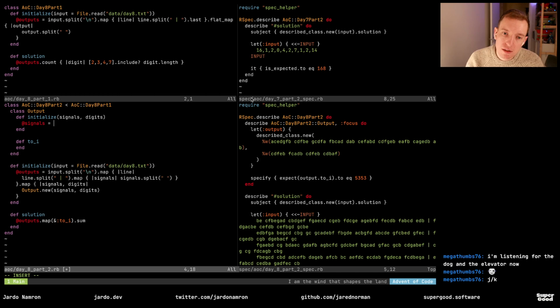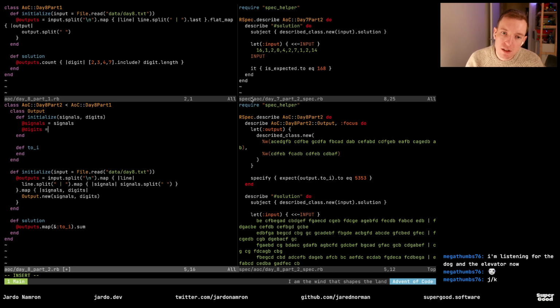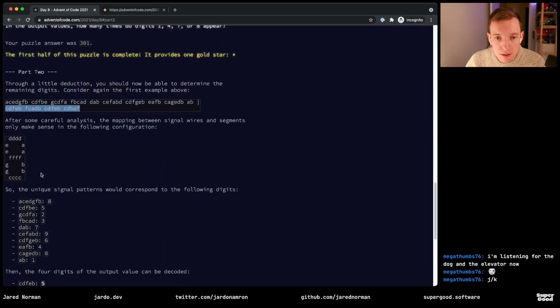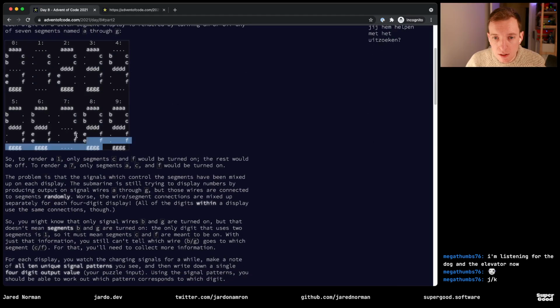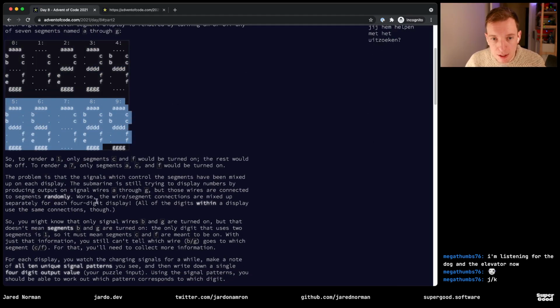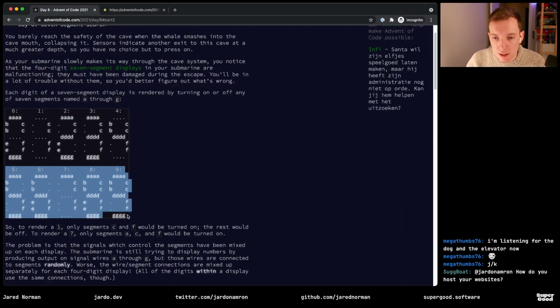So we have a bunch of signals, a bunch of digits. Need to figure out the mapping. Okay, let's just put the 7-segment display in my code to look at. In fact, we could take this whole thing.